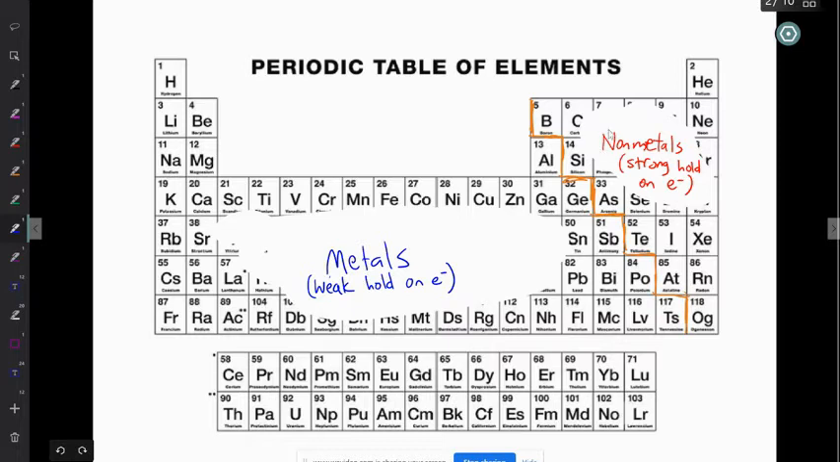But if nonmetal atoms meet other nonmetal atoms, they can't steal because they're both strong. So neither one can steal from the other. So they end up sharing. So we end up having these two different kinds of bonding that we'll talk about.